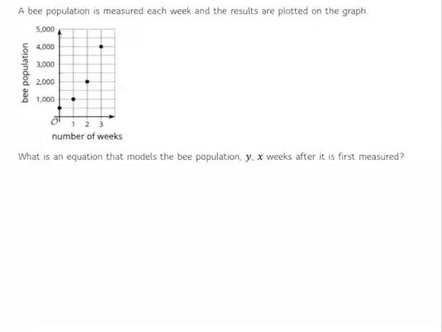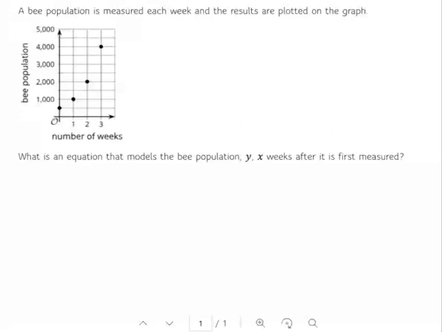A bee population is measured each week and the results are plotted on the graph. Here we see a graph with number of weeks on the horizontal axis and the bee population on the vertical axis. We want to write an equation that models the bee population x weeks after it is first measured. Let's use our graph to make a table of values.